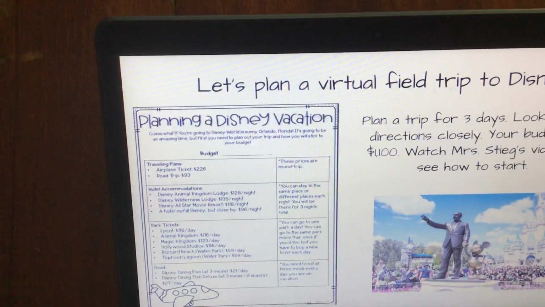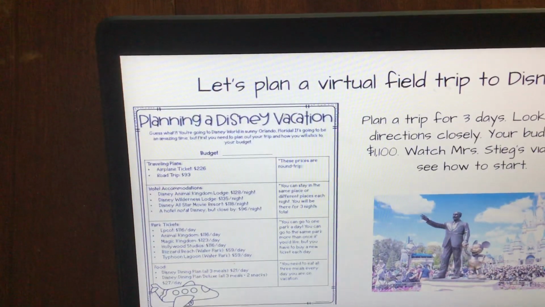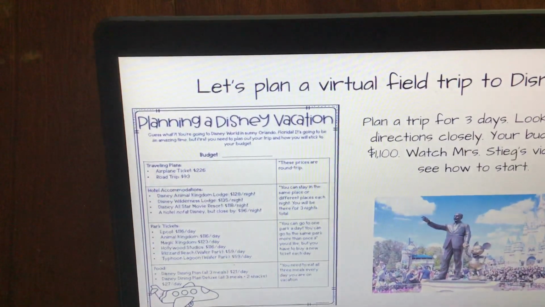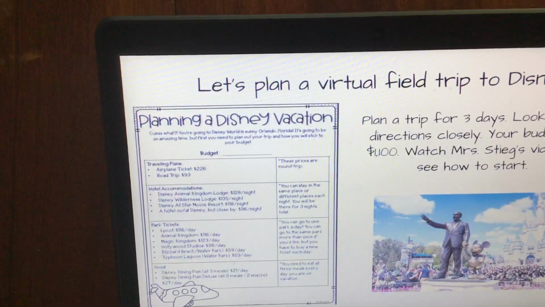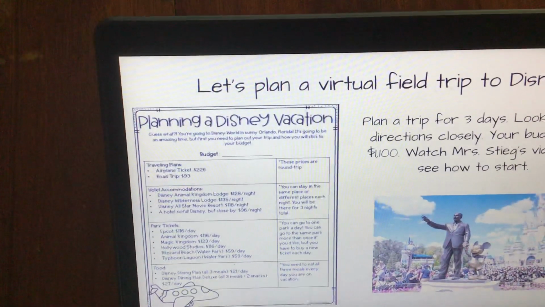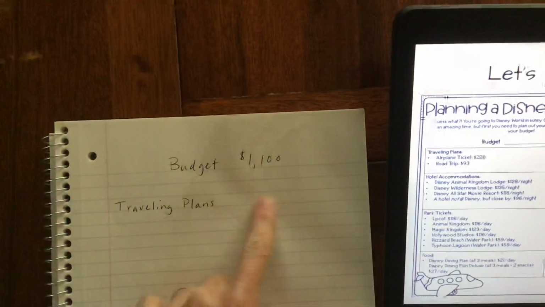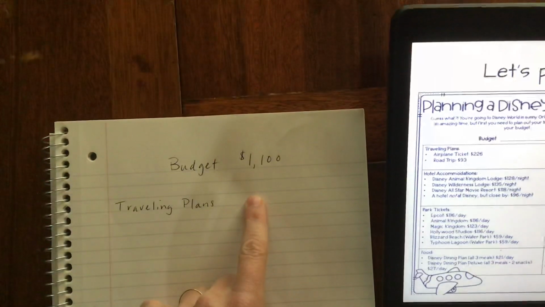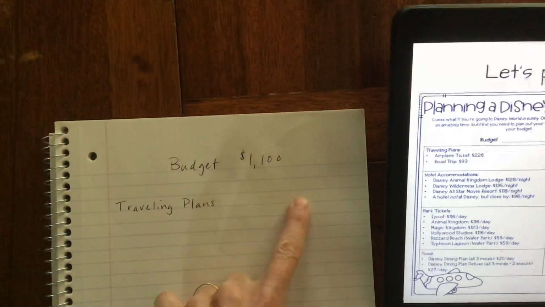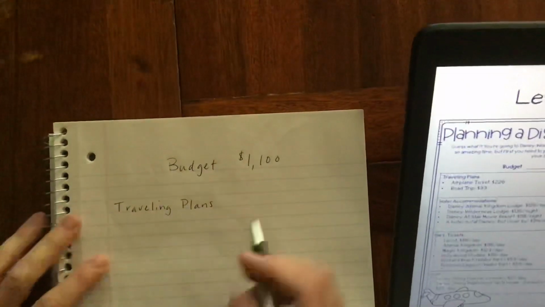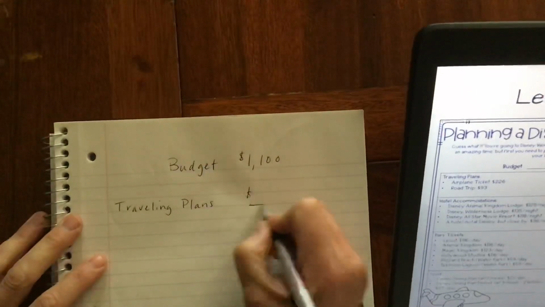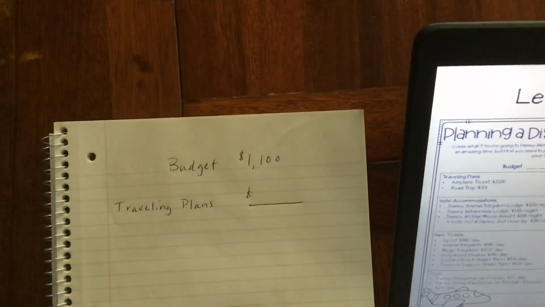So you get to pick, and your budget is just for you. Of course, however many people you'd have in your family, that would be your total budget, but this one is going to be just for you. So let's just pretend this budget is just for you. So how do you want to get to Orlando, Florida? Do you want to take an airplane, or do you want to do a road trip? Whatever you pick, you're going to write it in your notebook. So did you do $226 or $93? I'm just going to put a dollar sign and a blank here since you're going to choose your own.